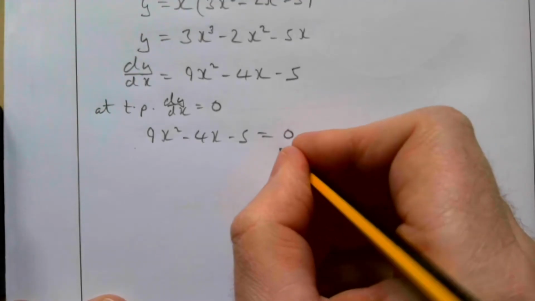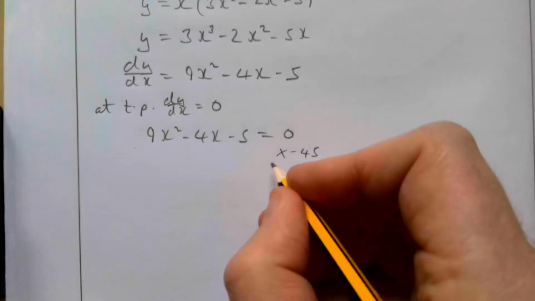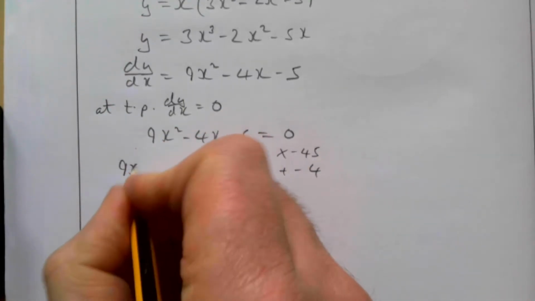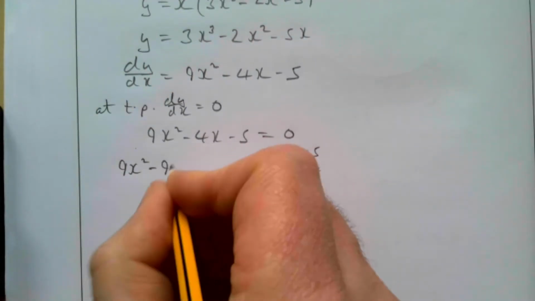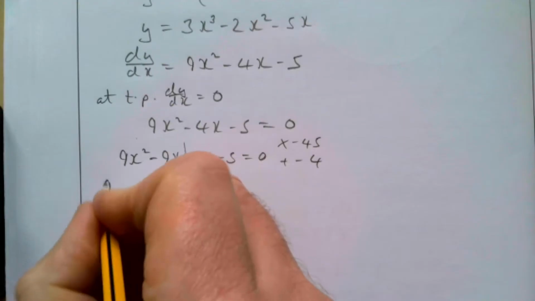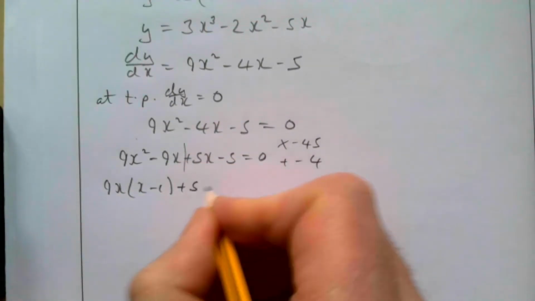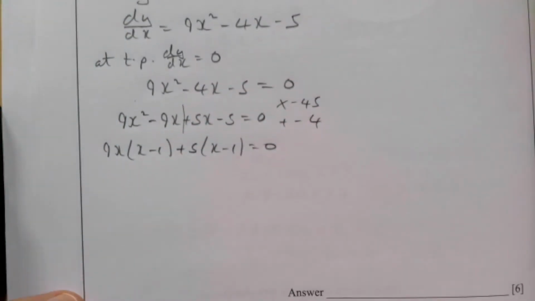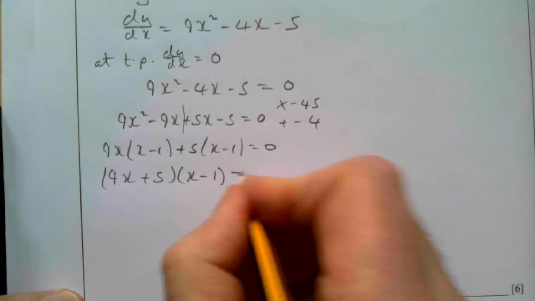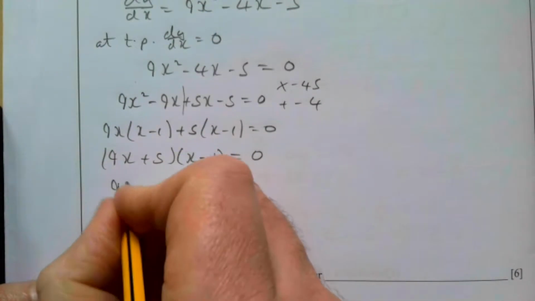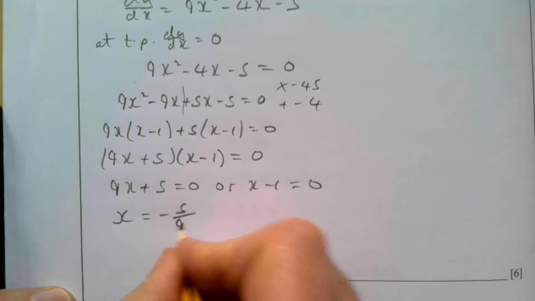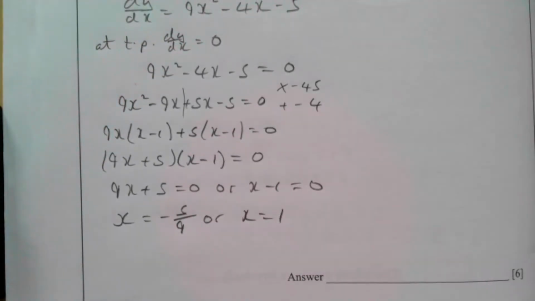9 times minus 5. So multiply to give me minus 45 and add to give me minus 4. So I'm going to split my middle term. What are the two numbers? They're going to be minus 9 and 5. So I'm going to have 9x squared minus 9x plus 5x minus 5 equals 0. Do my line down here. I can take out a 9x, x minus 1 plus 5 x minus 1 equals 0. 9x plus 5 upon x minus 1 equals 0. That means 9x plus 5 equals 0, or x minus 1 equals 0. So x is minus 5/9, or x is 1.